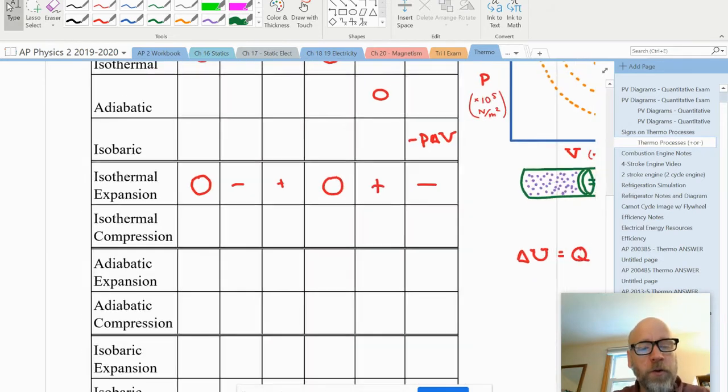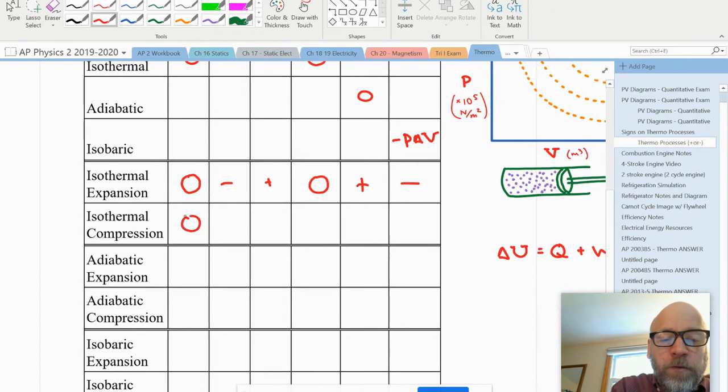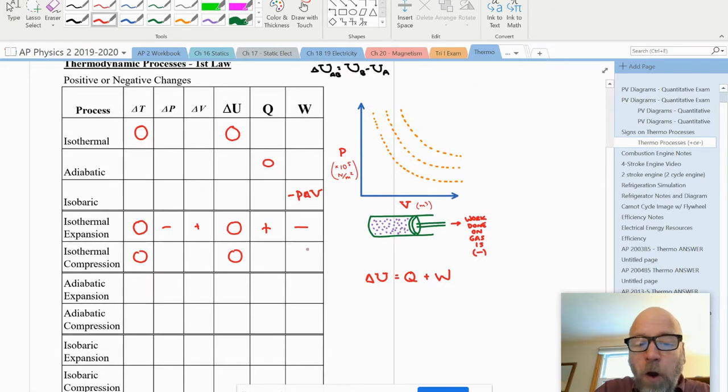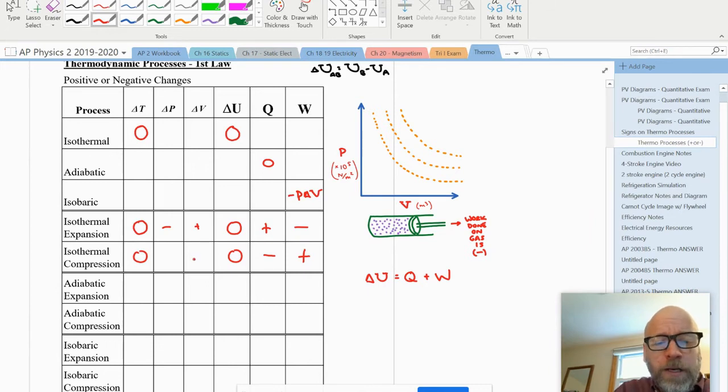Okay, isothermal compression. Again, isothermal, so we've got 0 and 0. When it's compression, we would say that the work is positive on the gas, so heat would be negative. A negative heat means that heat flowed out of the system. Because it's compression, the change in volume would be negative, and the pressure would increase, so that would be positive.